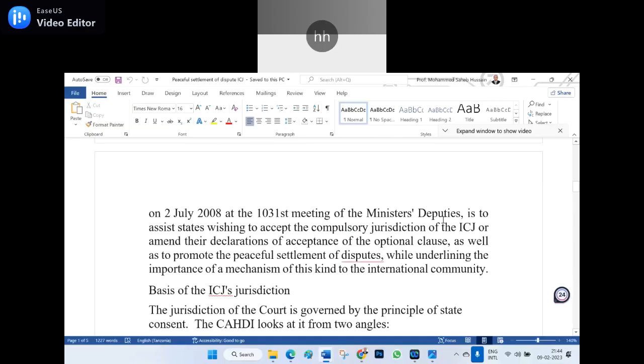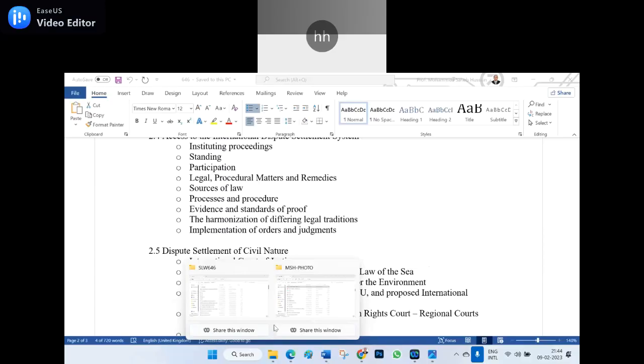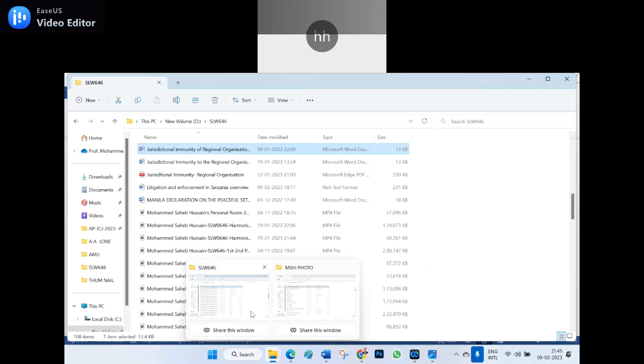This is ICJ. And of course, they have given the basis of jurisdiction. Okay, let us see the jurisdiction at least. Why ICJ? The other aspect also we can see. Not only the ICJ, we can see the other aspects of jurisdiction. We studied the jurisdictional immunity of the regional organization already, and the judicial immunity also we studied, and litigation also we studied over there. Then what is left? Let me check it once again.